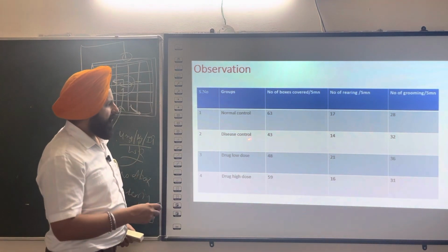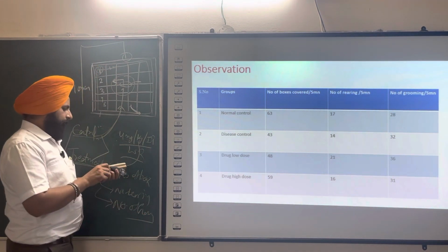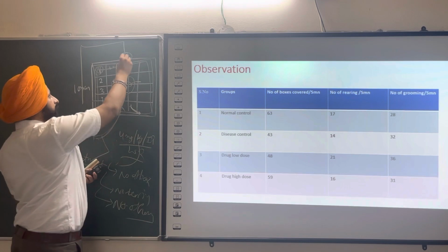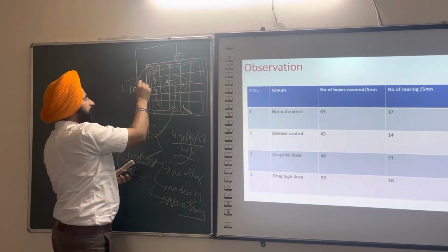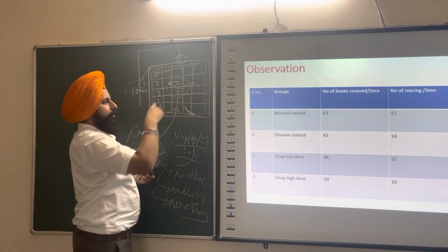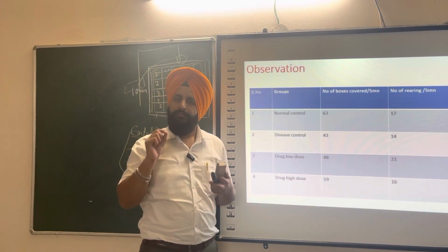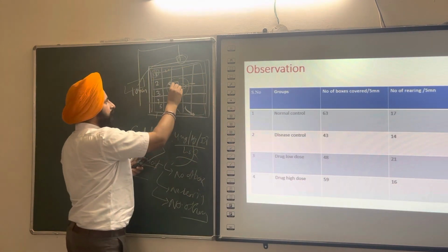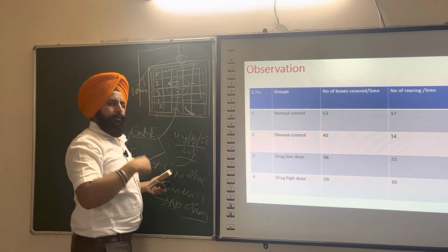So suppose this is the example I have analyzed. If you are recording with the camera, then you will check your recording on your laptop. On your laptop you will see the number of boxes the animal crossed, so that number of boxes you will calculate in your copy. Suppose the animal crossed 1 box, 2, 3, 4, 5, like that you will calculate.